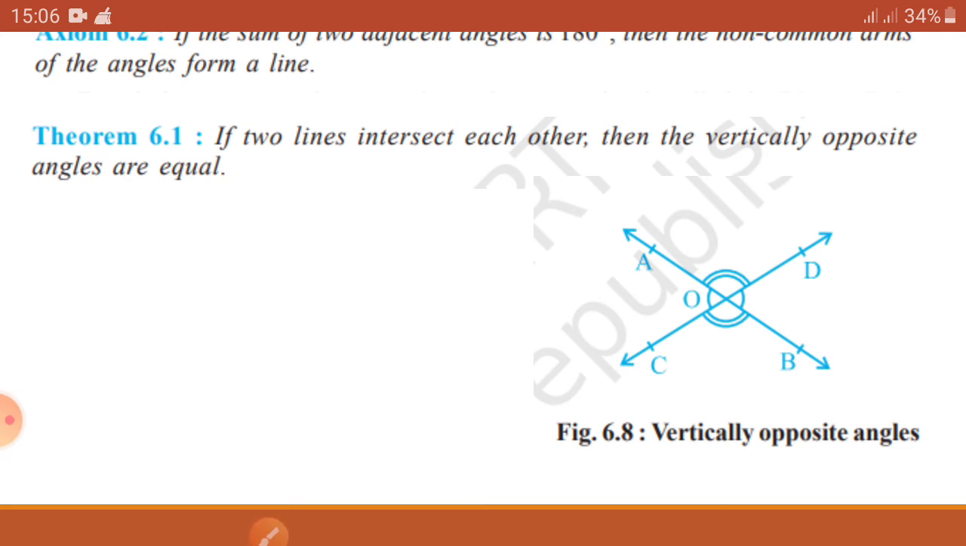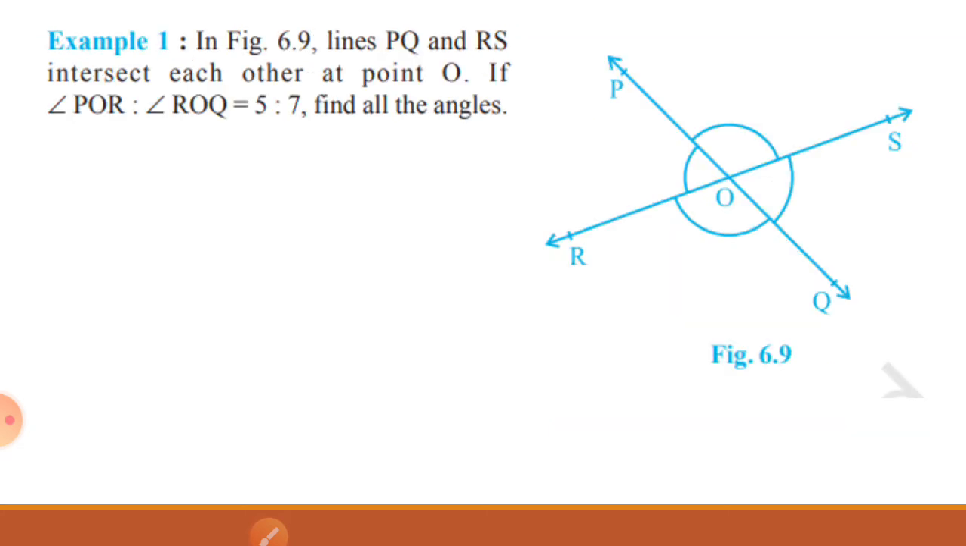So we are taking another example. Go to the next slide. In this example we have been given figure 6.9. Lines PQ and RS intersect each other at point O. If angle POR to angle ROQ is 5:7, find all angles.